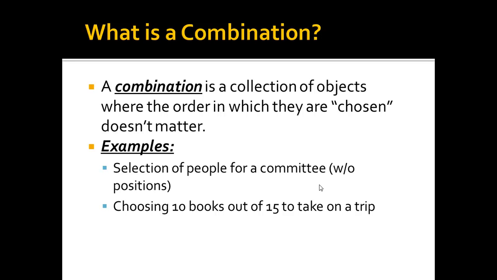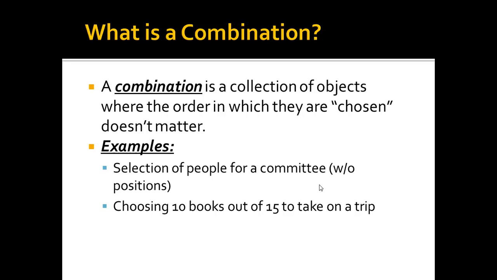A combination is a collection of objects where the order in which they are chosen doesn't matter. So it doesn't matter which order you choose a set of things from a given pool of objects. Some popular examples are selection of people for a committee without positions, because if I said president, vice president, treasurer, etc., now it matters what order I choose them in. And choosing 10 books out of 15 to take on a trip. It doesn't matter what order I choose the books in, it just matters that I choose them.